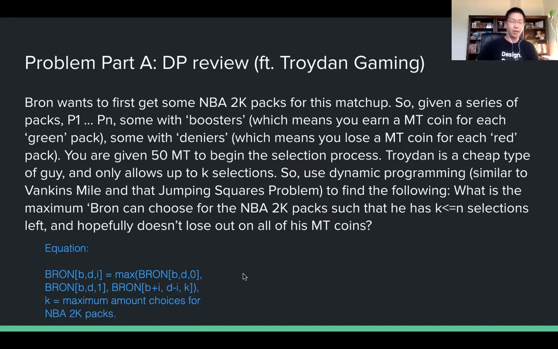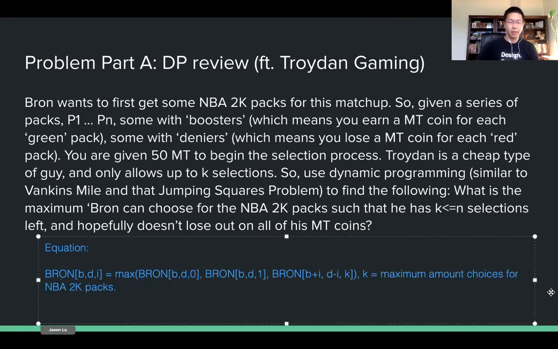It looks like a lot, but let me make it look a little nicer by making it bigger. So it's basically a three-way knapsack problem, essentially. You either have LeBron choosing all the boosters, all the deniers, or based on each index of the boosters and deniers, he's going to choose the maximum amount of NBA 2K packs. So yeah, that is your equation. I'm going to leave it there because it is very important to go through.